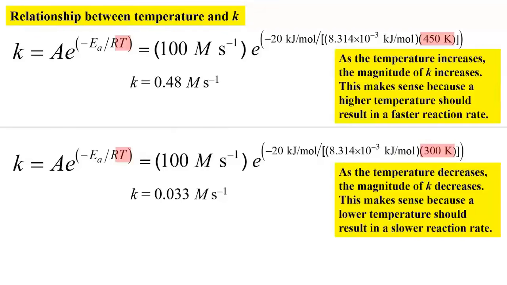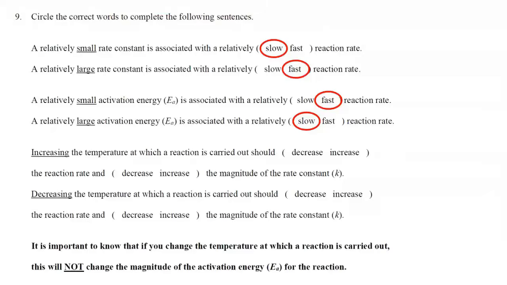As the temperature increases, the magnitude of the rate constant also increases. Well, this makes sense because a higher temperature should result in a faster reaction rate. If we say it the other way around, as the temperature decreases, the magnitude of the rate constant also decreases. Well, this makes sense because a lower temperature should result in a slower reaction rate. Let's go ahead and finish circling the words in question 9.